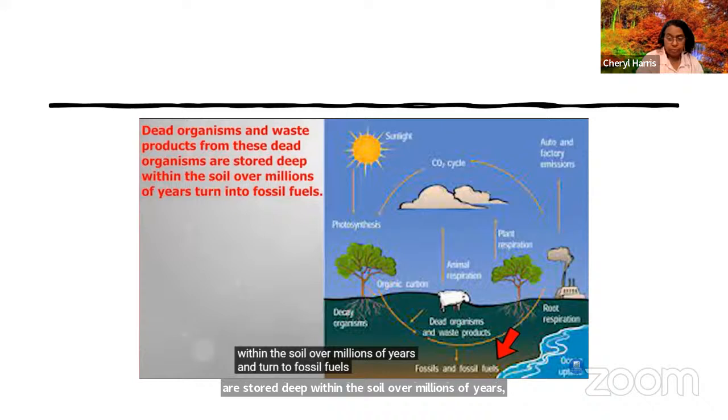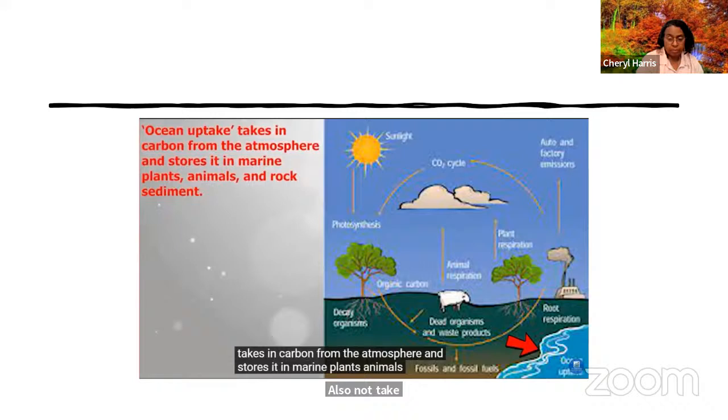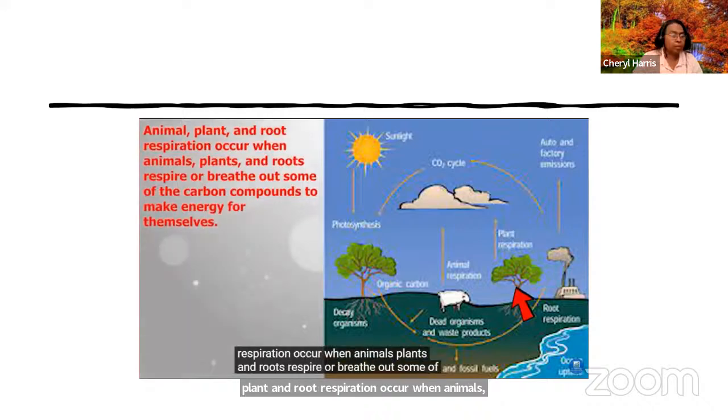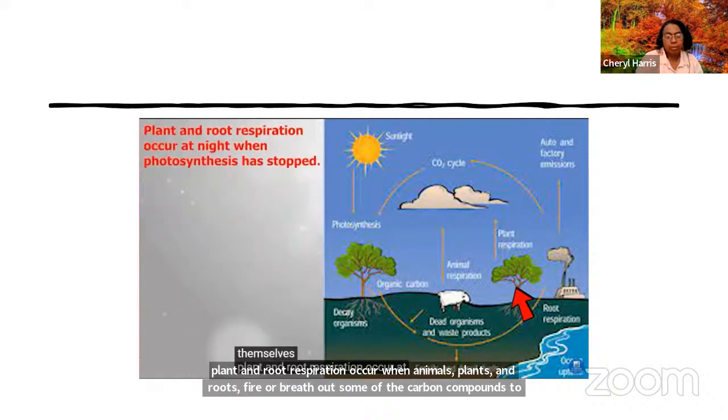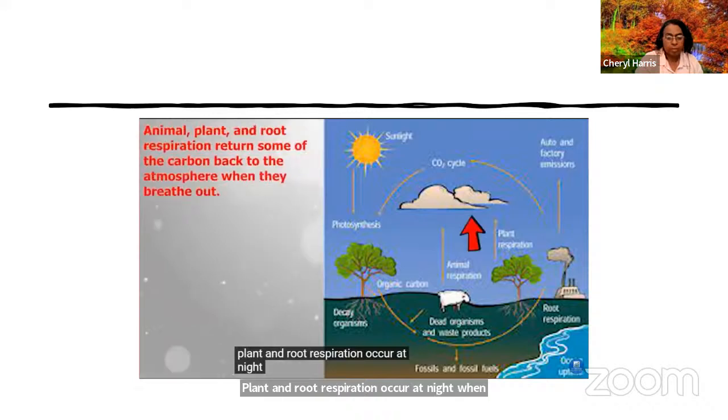Ocean uptake takes in carbon from the atmosphere and stores it in marine plants, animals, and rock sediment. Animal, plant, and root respiration occur when animals, plants, and roots respire or breathe out some of the carbon compounds to make energy for themselves. Plant and root respiration occur at night when photosynthesis has stopped. Animal, plant, and root respiration return some of the carbon back to the atmosphere when they breathe out.